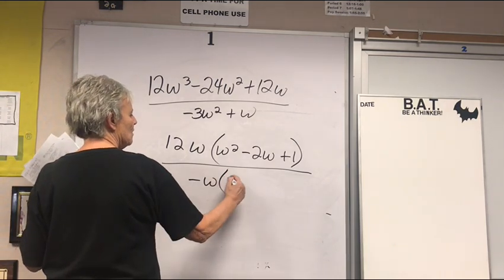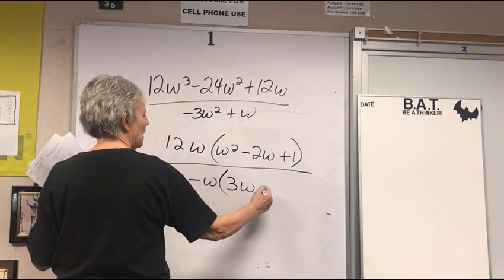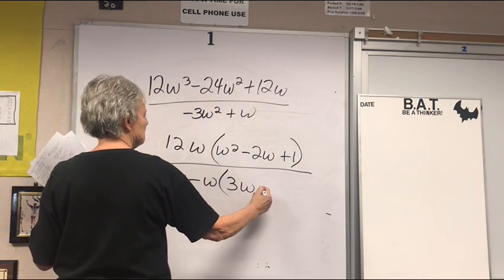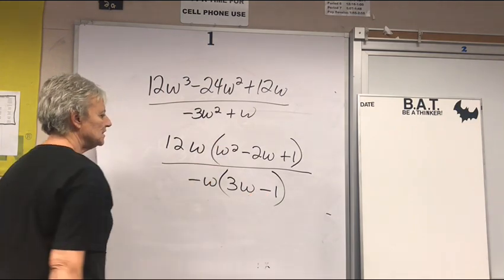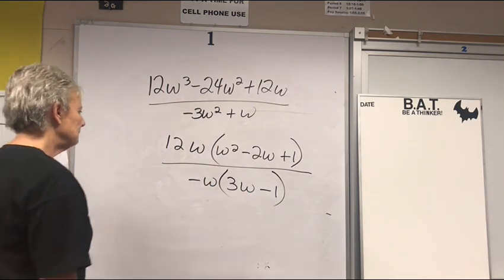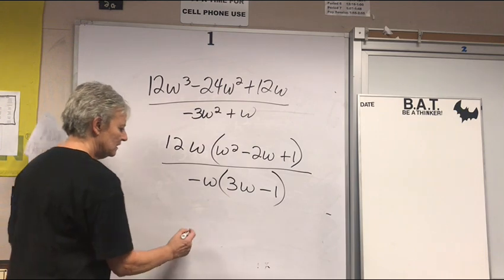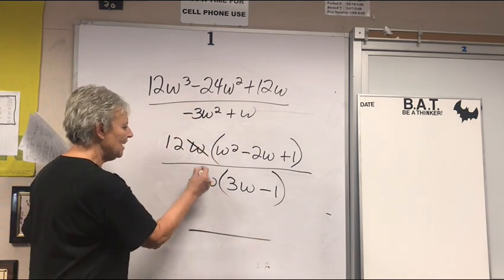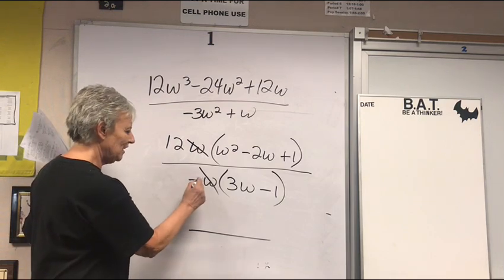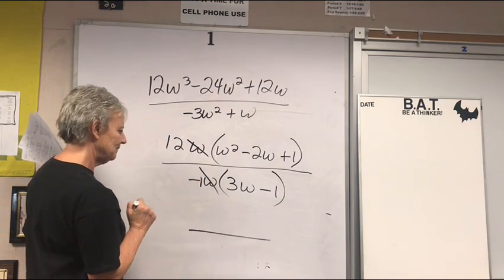Negative w times 3w minus 1. Negative times negative is positive. Yep. Okay. Now, this is crazy. Probably won't do one this hard either. You can cross out your w's, but you still have that negative 1 down there.